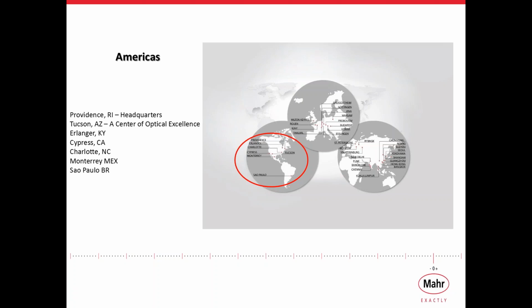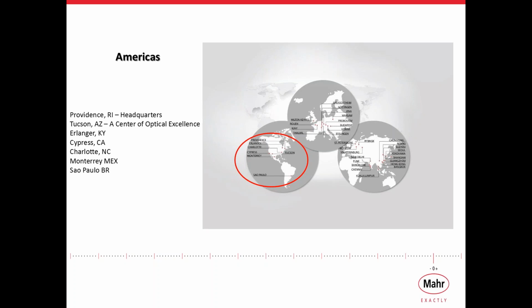In the Americas specifically, MAR has a very strategic position to support not only the optics industry, but all the other industries, which I'll touch on in the coming slides. Providence, Rhode Island is the North American headquarters. Our Tucson, Arizona facility is our center of excellence for our optics division in the Americas. Other facilities to make note of are our Cypress, California facility, comprised of applications, sales, support, and a fully functional demonstration lab.